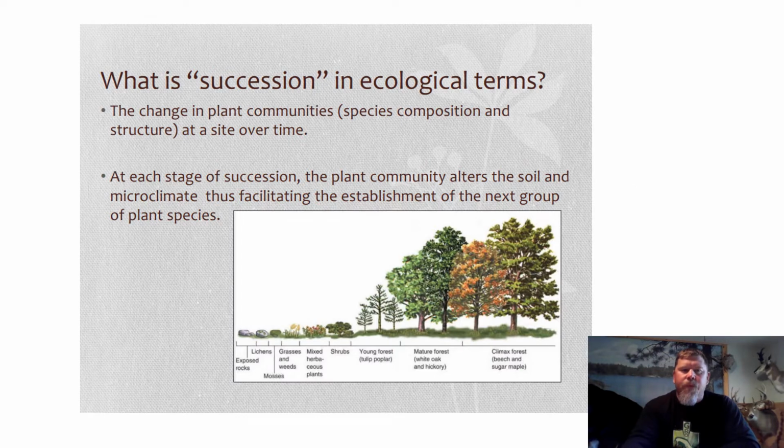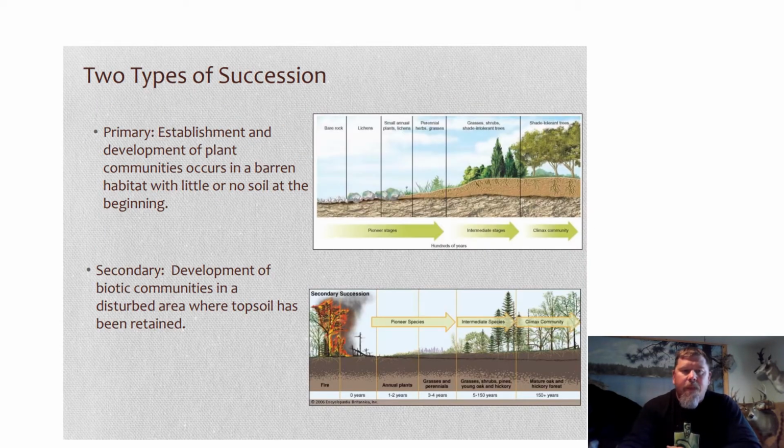So first of all, what is succession in ecological terms? Succession is the change in the plant communities, the species composition, the structure at a site over time. And at each stage of succession, the plant community alters the soil and microclimate, thus facilitating and establishing the next group of plant species.